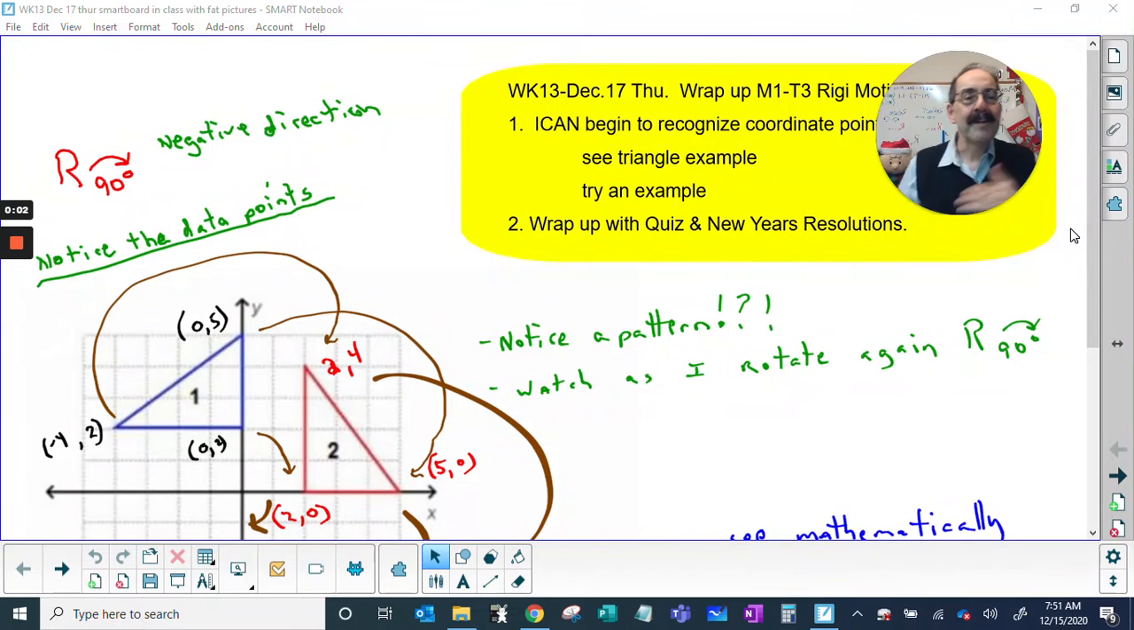Hey everybody, Monty here. Let's wrap up topic 3, this idea of rigid motions. Translate, reflect, rotate. Now, a lot of you did some amazing work when it came to rotations, okay? So be proud of that.